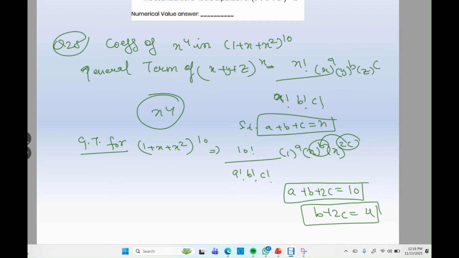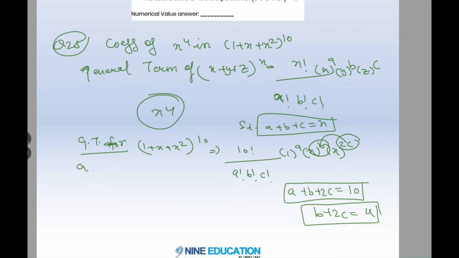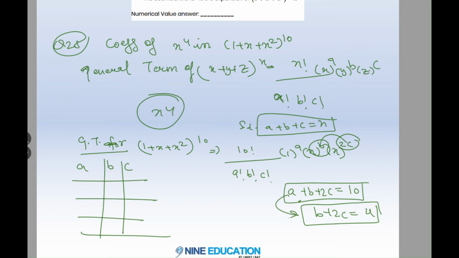Now, make up a table for the values of a, b, c which satisfy these two equations. Start from c. Let's take the smallest value of c, that can be 0. If c is 0, then b is 4, and if b is 4, then a is 6. If c is 1, then b is 2; if b is 2, then a is 7. If c is 2, then b is 0; if b is 0, then a is 8. This satisfies these two equations. The rest of the terms you cannot take.